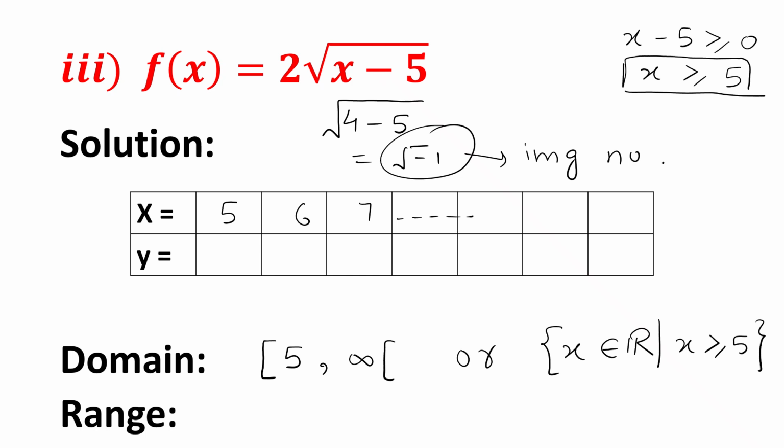For range, put this first value of x in the given function, that is 2 into square root of 5 minus 5. 5 minus 5 is 0. Square root of 0 is 0. 2 multiplied by 0, we get 0. So our range starts from 0 and all positive numbers are included.